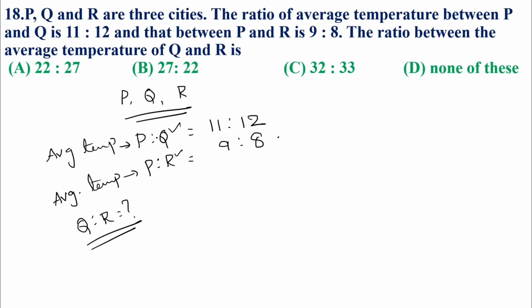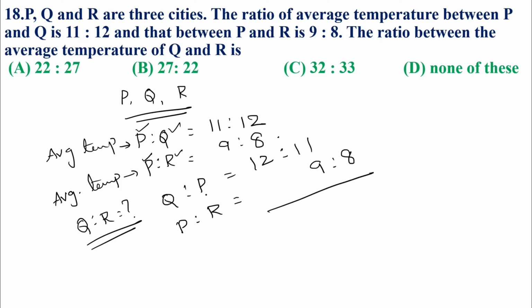So for that, see here P is to Q. In the first equation P and in the second equation P is the same. So make sure that P should be in the middle. So this will become 12 is to 11, and P is to R means 9 is to 8. See here, P I am taking as equal value. Wherever a common variable is present, keep it in the middle. And exactly below that, keep 9.